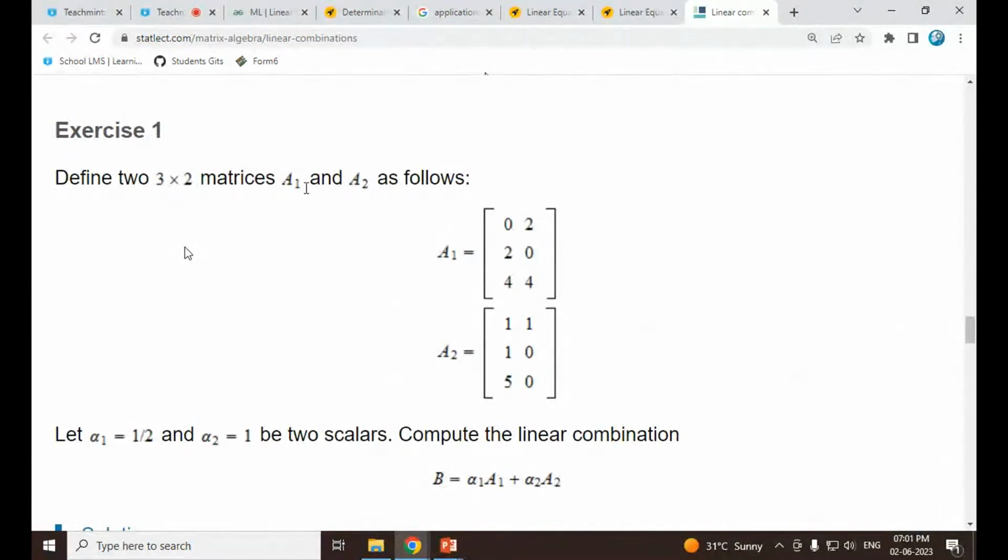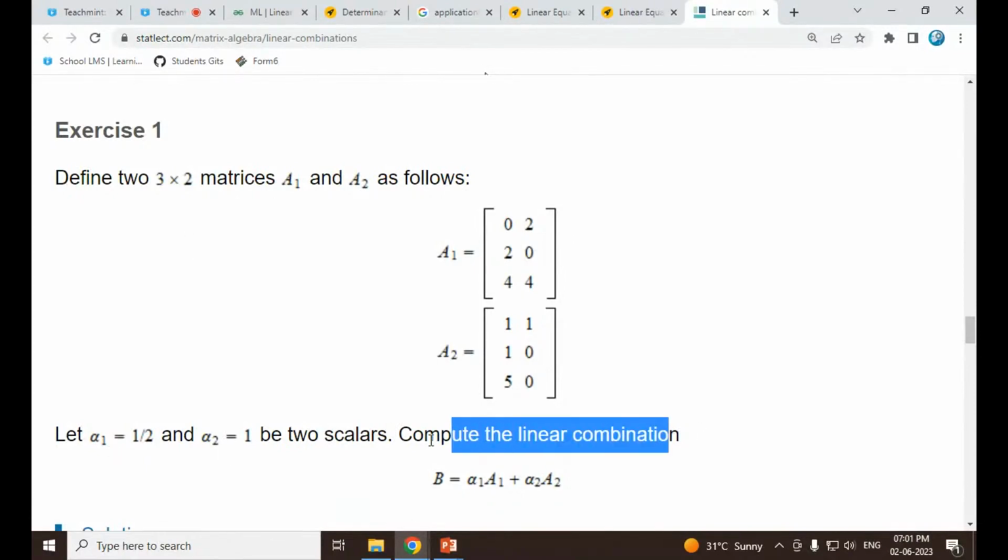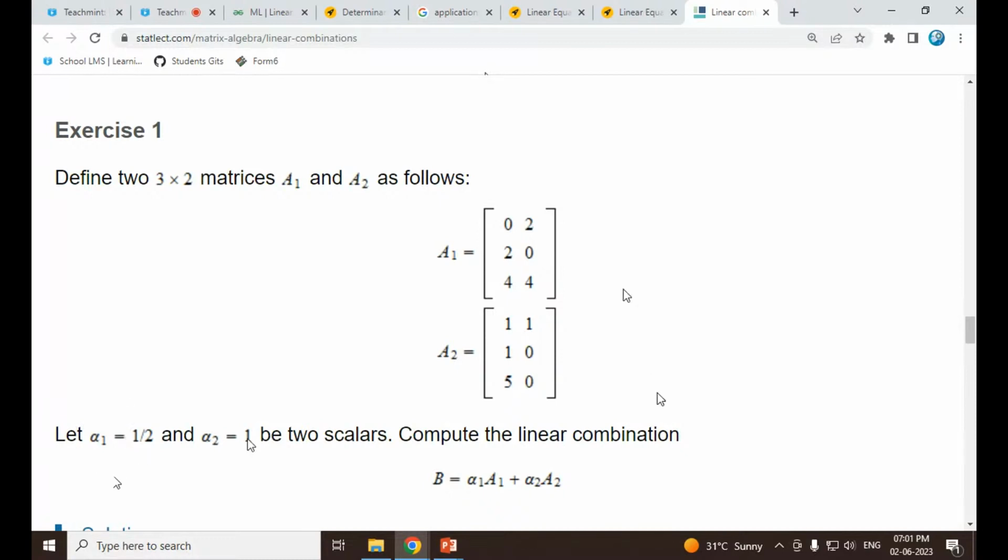3 cross 2 matrix A1, A2 as follows. Let A1 equal to 1 by 2 and alpha, A2 equal to 1, two scalar quantities. Compute the linear combination. How do you do this? For A1 multiplying 1 by 2, and A2 multiplying by minus 1. A2 multiplied by 1. Alpha 1 is half. Alpha 1 is this half.